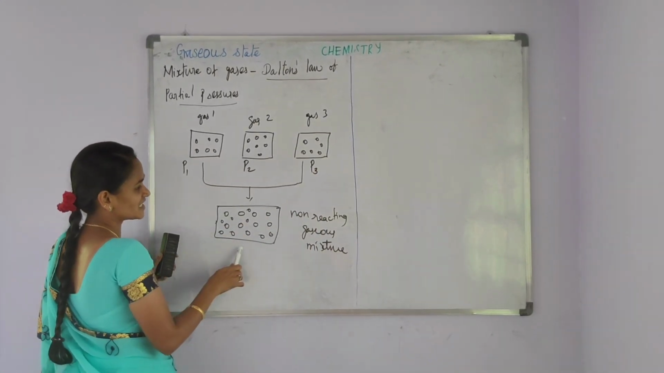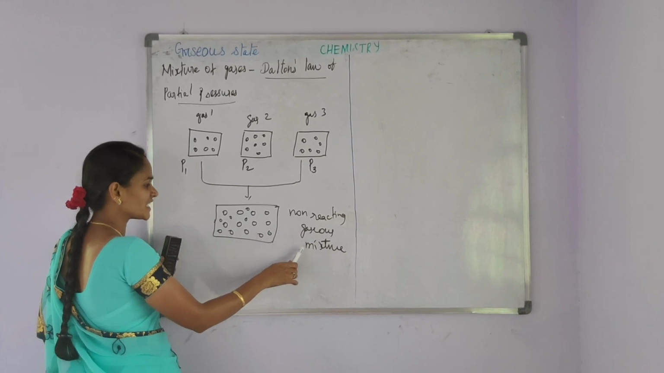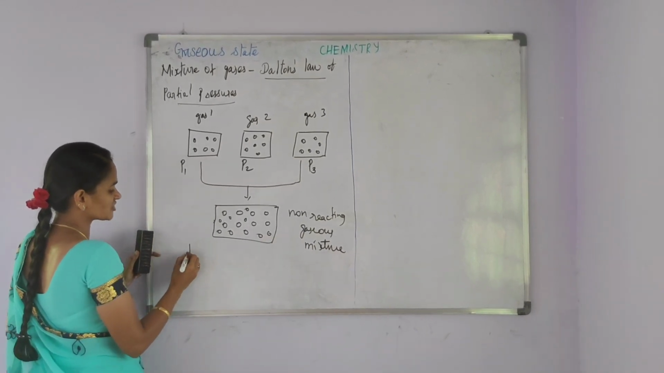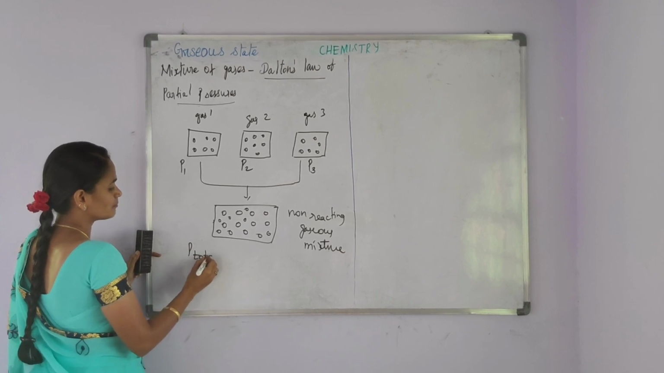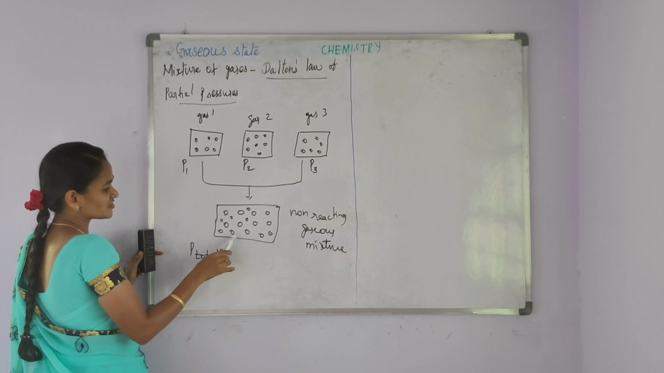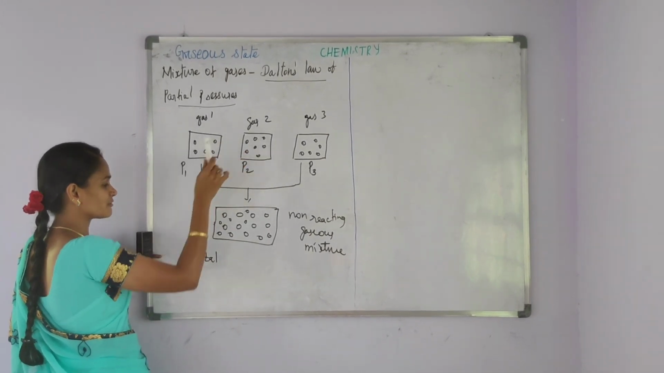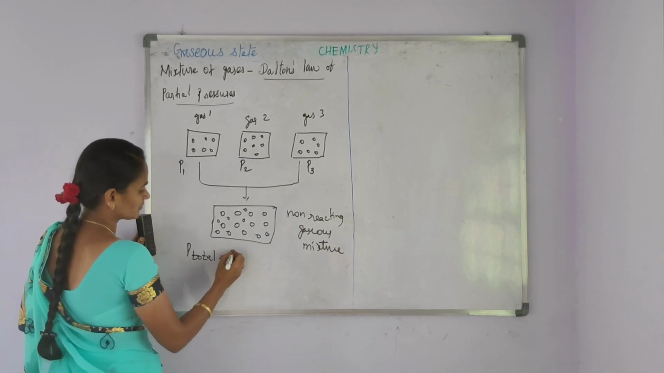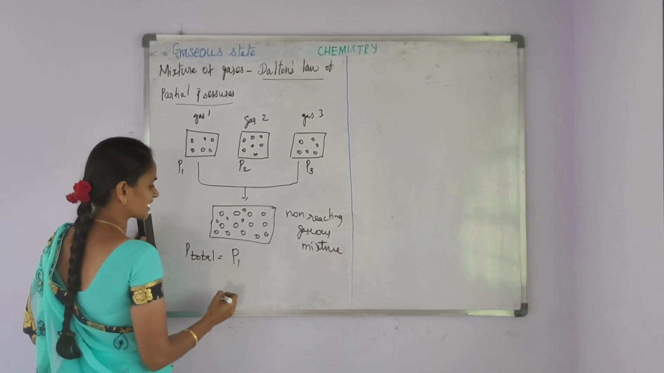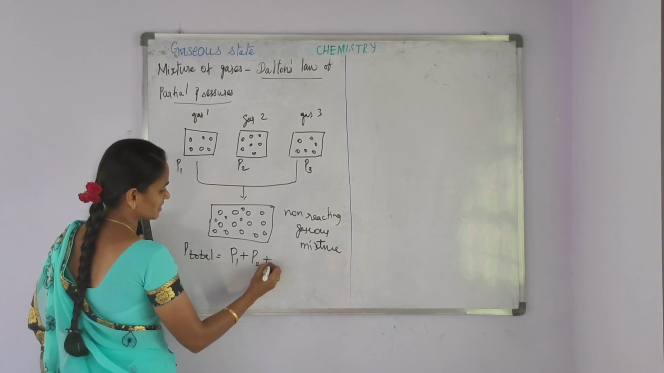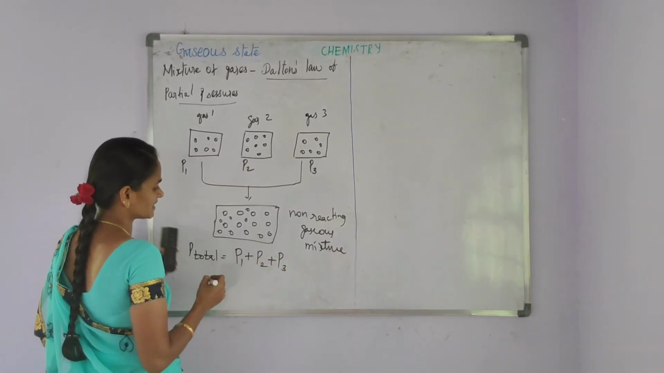Now, what is the pressure of the non-reacting gaseous mixture? The pressure of the non-reacting gaseous mixture is represented as P total, because the non-reacting gaseous mixture contains three types of gases. So, P total is equal to pressure of gas 1 plus pressure of gas 2 plus pressure of gas 3.